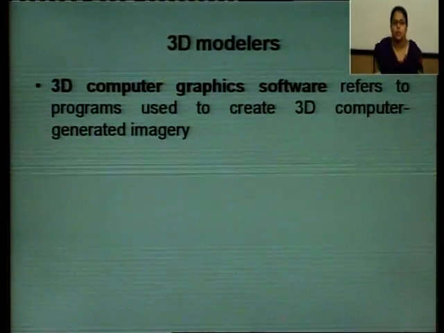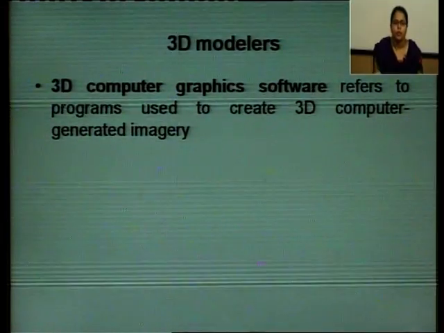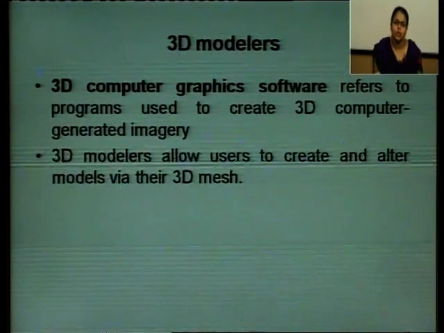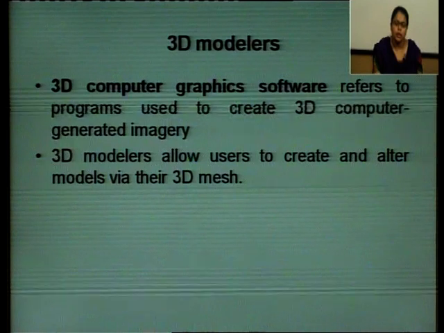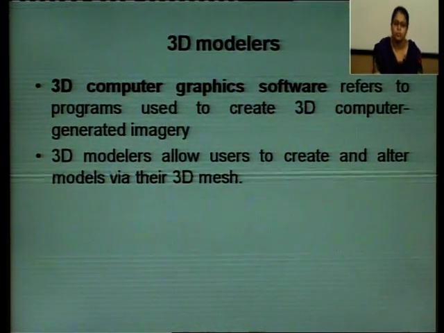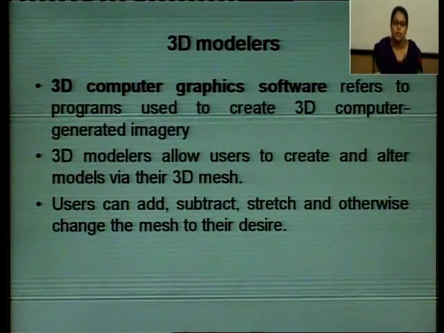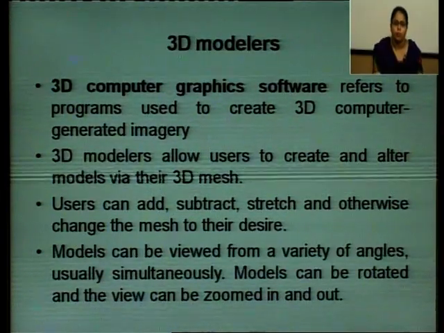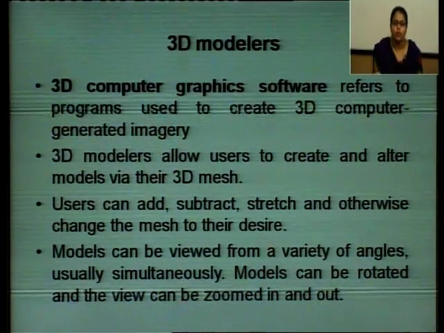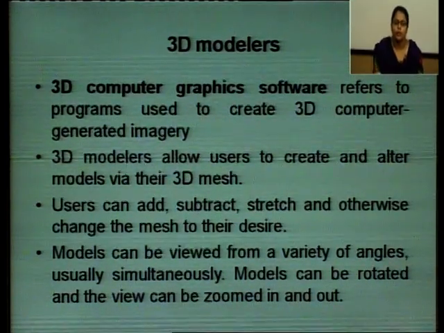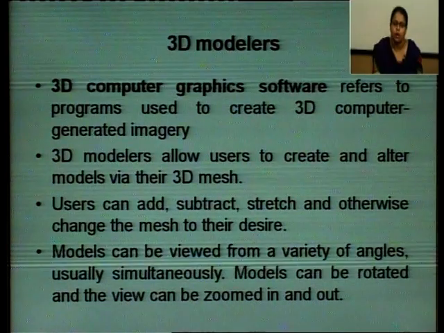3D modelers. The 3D computer graphics software refers to programs which are used to create 3D computer generated imagery. They allow users to create and alter models via their 3D mesh, that is 3-dimensional mesh. Users can add, subtract, stretch and otherwise change the mesh to their desire. Models can be viewed from a variety of angles, usually simultaneously, and they can be rotated and the view can be zoomed in and zoomed out using these modelers.